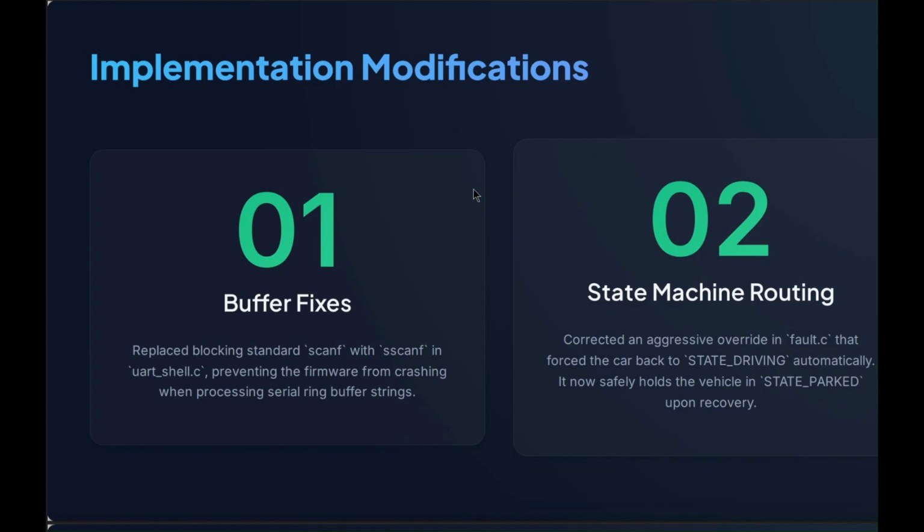During development, we made critical implementation modifications. First, we resolved buffer caching issues by replacing the blocking standard scanf function with a custom scanf in the UART shell, allowing the firmware to process the serial buffer string reliably. Secondly, we fixed an aggressive override in our state machine routing with a fault clear. Instead of automatically forcing the car back to state driving after a fault recovery, it now safely holds the vehicle in state park.